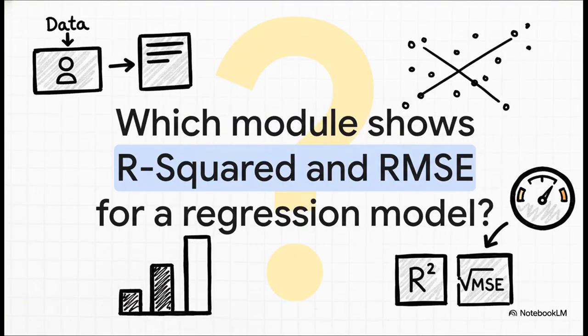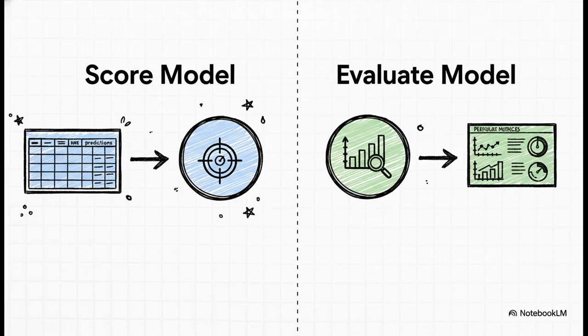Okay, next one. You've built a model that predicts a number, maybe a price for a house. Now you need the report card. Where do you find those key stats, like R-squared or root mean squared error, that tell you how good the model is? And the trick here is knowing that two different modules are doing two different jobs.